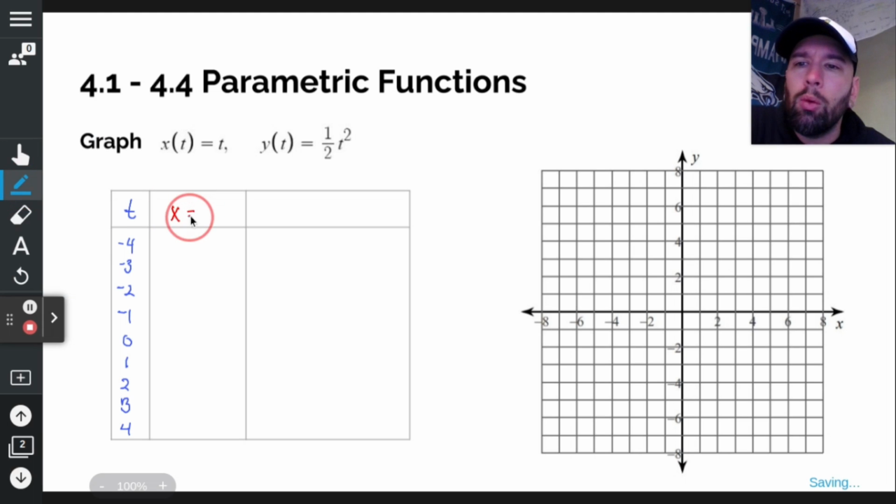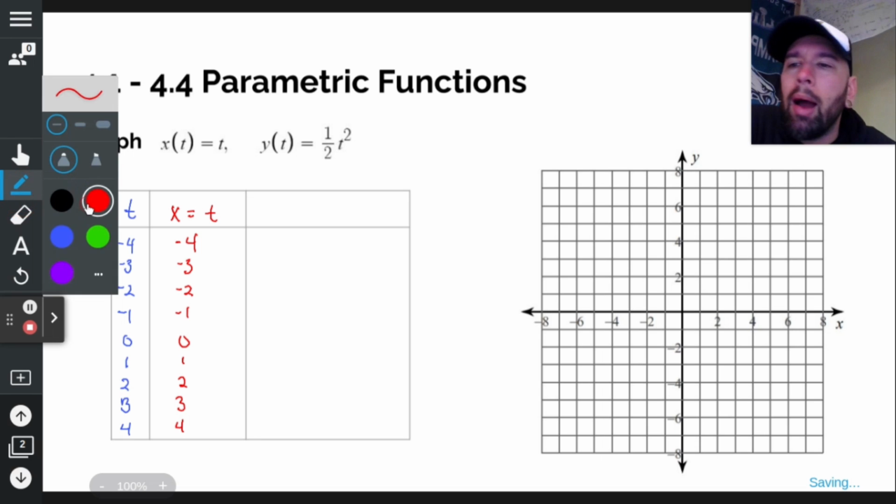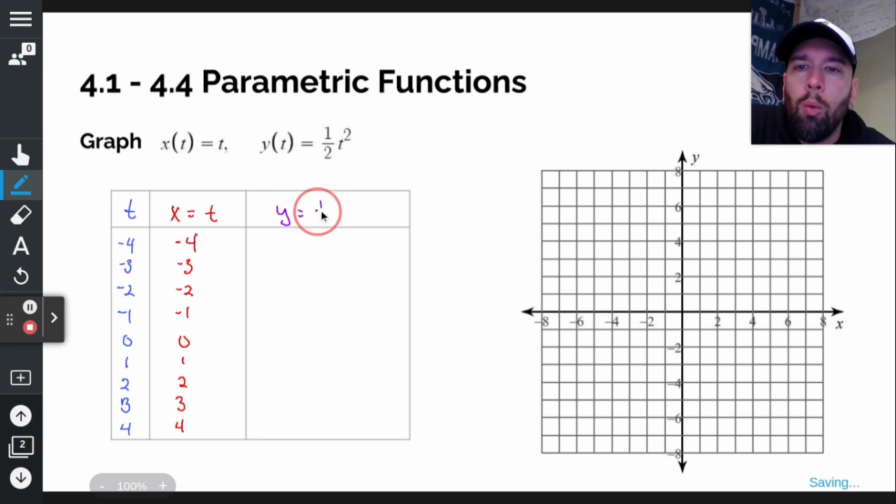So x of t, or just x, is going to be t. So let me do that guy first, and then I'll do y of t. And the nice thing about this is whatever t is, x is also. Does that happen all the time? No. Does that happen with this problem? Yes, because that's the problem that I chose to do. So whatever t is, x is also. Hooray. Now, y requires a little bit of work. Okay, so y is going to equal 1/2 t squared.